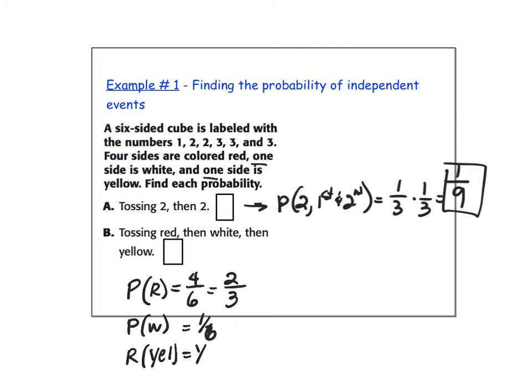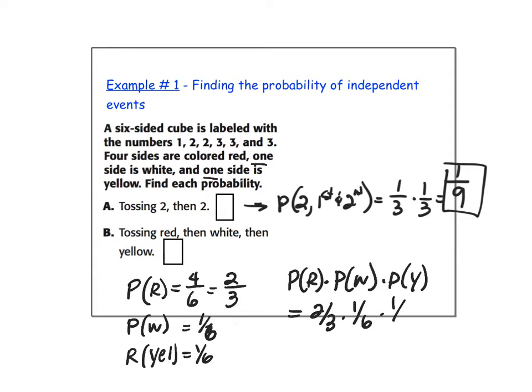So the probability of rolling a red, then a white, then a yellow is going to be their probabilities multiplied together. So that's going to be probability of red times probability of white times probability of yellow, and that's equal to 2/3 times 1/6 times 1/6, and that's equal to 2 over 108, or 1 out of 54.